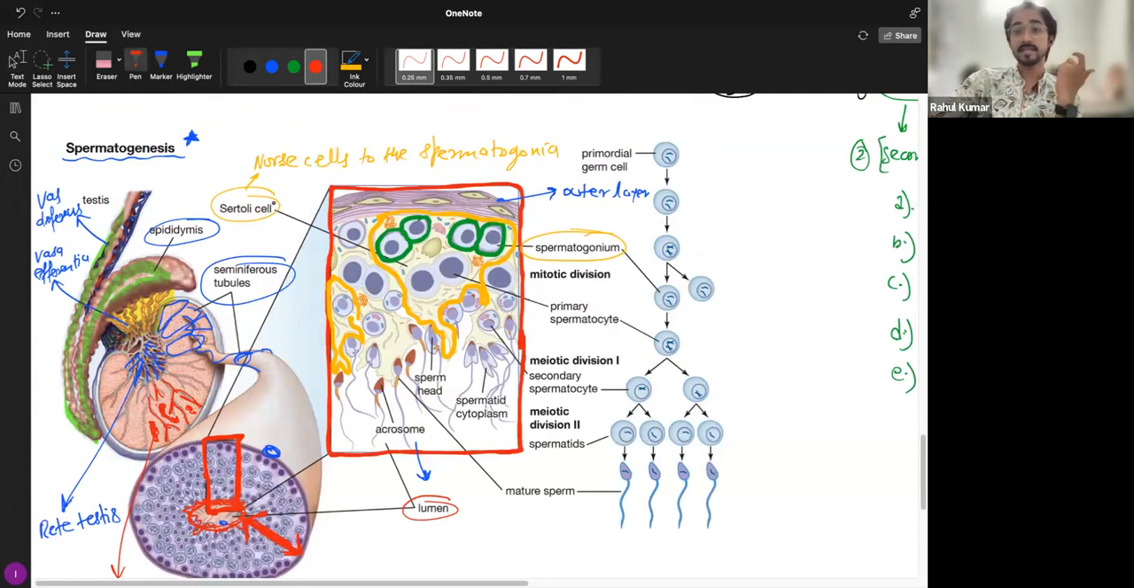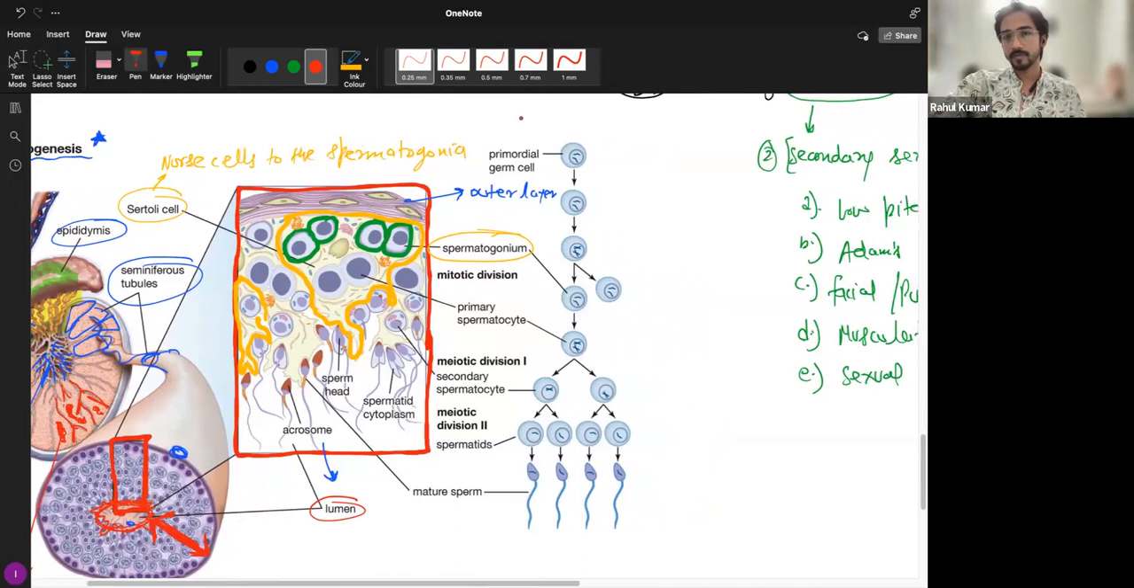So Sertoli cells are present inside the seminiferous tubule, in the wall of the seminiferous tubule, not in the lumen. In the lumen, nothing is present. That's why it's called lumen. The lumen is the empty space through which the mature sperm can go out into the rete testis. So Sertoli cells are present in the walls of the seminiferous tubules. And now let's focus on this part of the diagram here. How does spermatogenesis begin? Now this is a very important part.